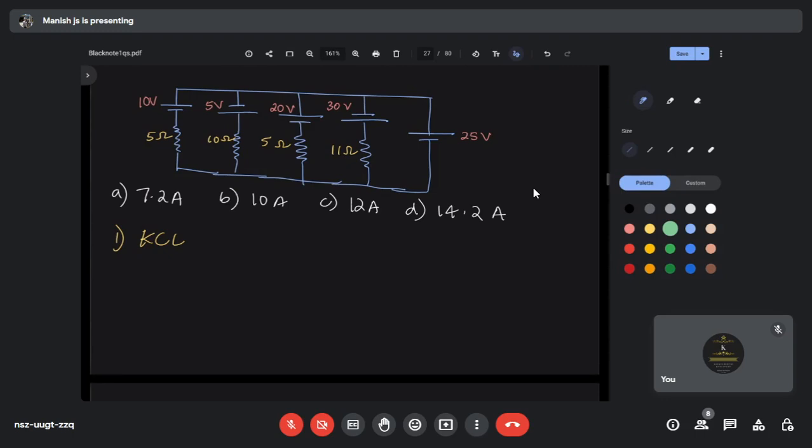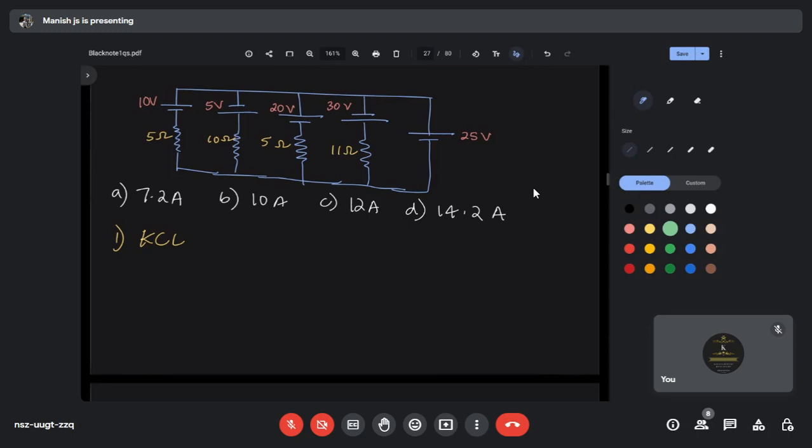Okay, so the minimum eligibility criteria for a point to be called a node is that three or more circuit-related components, it can be resistors, cell or whatever, battery, meet at that corresponding point. Then you call it a node.